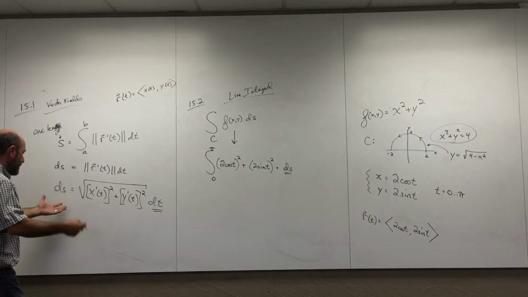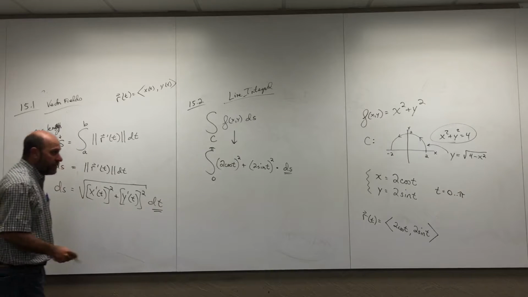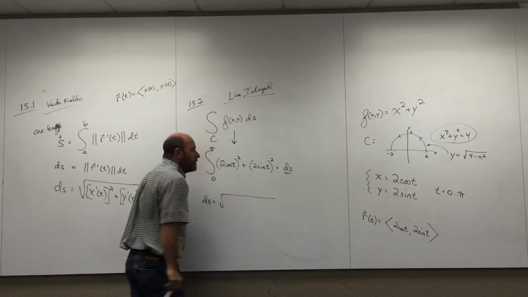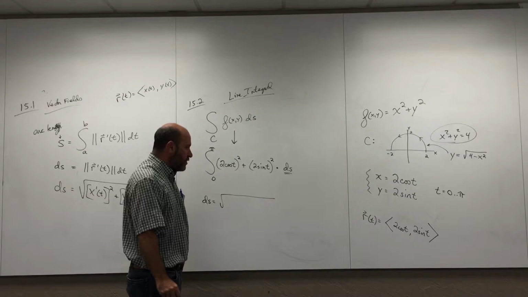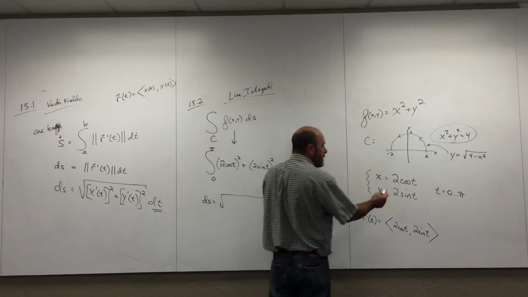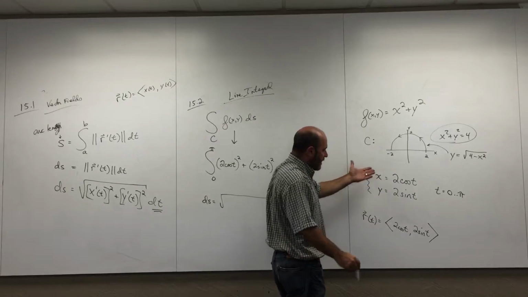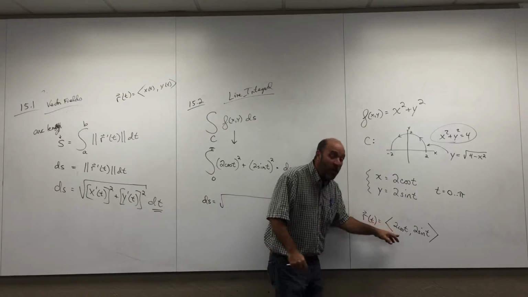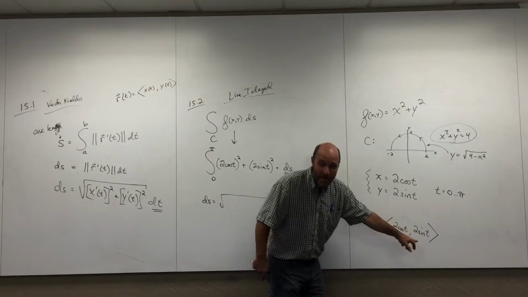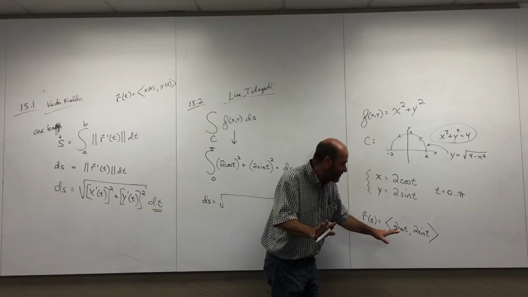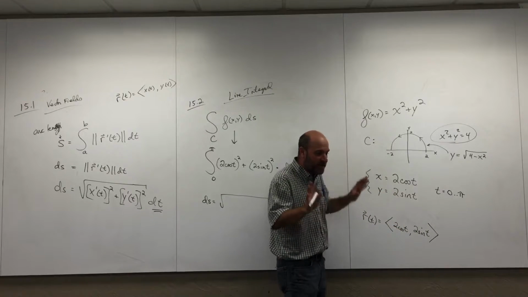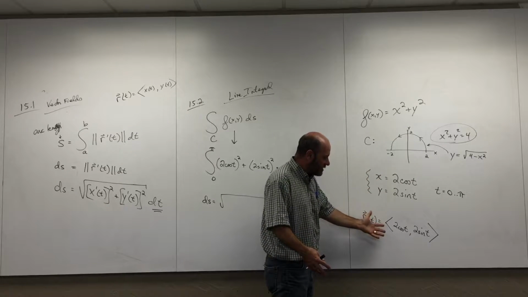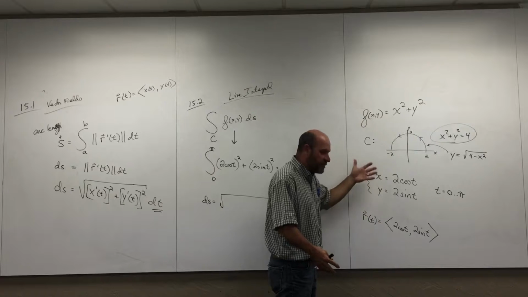I need ds for my problem. It's the square root of, I need x prime and y prime. I can talk like this: I need x prime and y prime. Or I can talk like this: I need r prime, which is x prime and y prime. There are two ways to talk. I don't want to confuse you. I can use this notation, or I can use this notation. They're very similar.